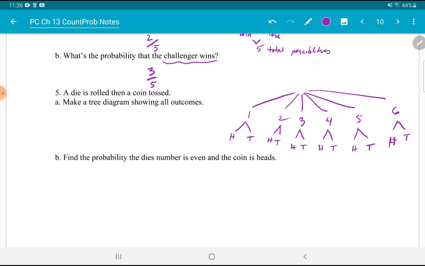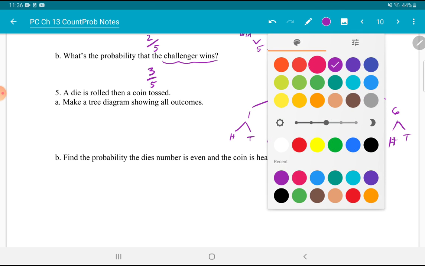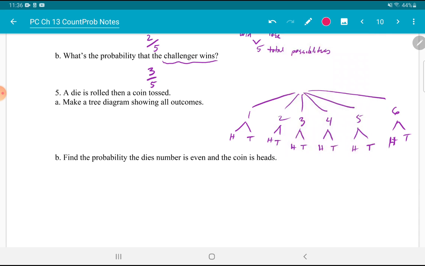All right, and then from there, we can now, part B, find the probability that the die's number is even and the coin is heads. So I'm going to go ahead and just circle this in a different color here. So if we want an even number, we're looking for 2, and then we also want the heads. So 2h would be what we want. What else is even in heads? Well, we would want 4 in h, and another even number in heads would be 6 in h.